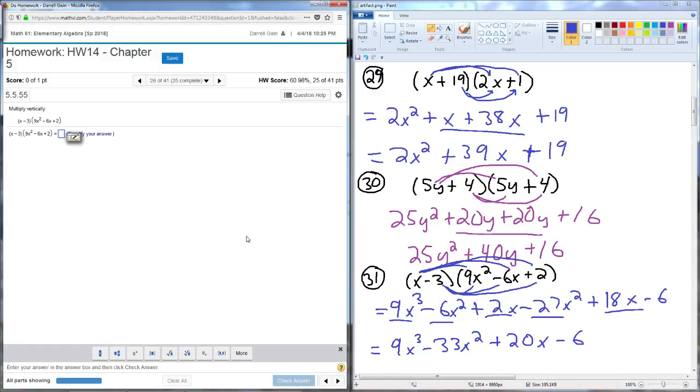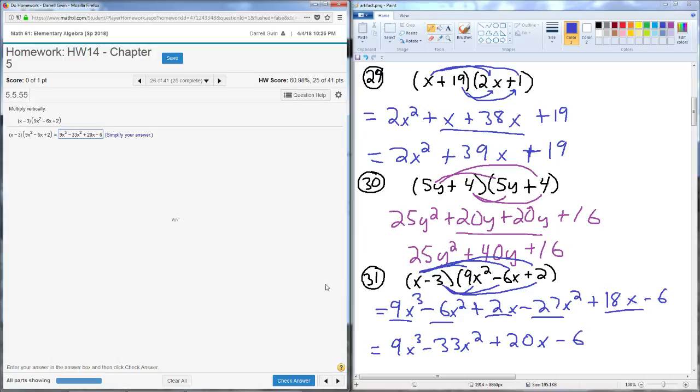Let's type that in. 9x shift 6 third power minus 33x shift 6 squared, right arrow, plus 20x minus 6. Enter. Yay, good job.